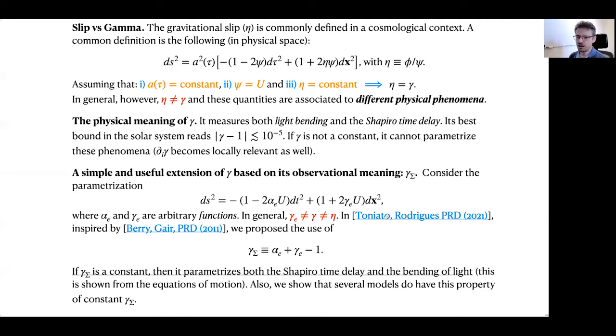In this work of ours, in part inspired by this work by Bell and Gaillier, we propose the use of gamma sigma defined in this way, which is just the sum of alpha and gamma E subtracted by 1. And we show explicitly that if gamma sigma is a constant, then it parameterizes both the Shapiro time delay and the bending of light. Also, it's important to state that we have shown that there are several models in which gamma sigma is indeed a constant, hence it's a useful parameterization.